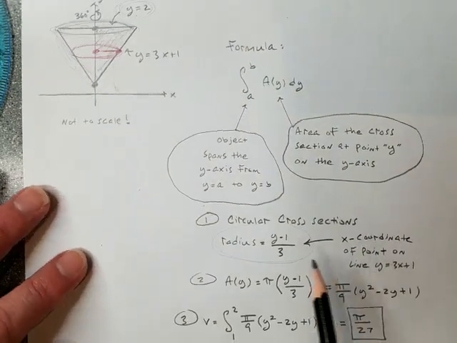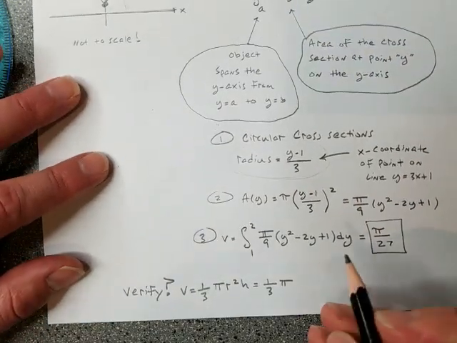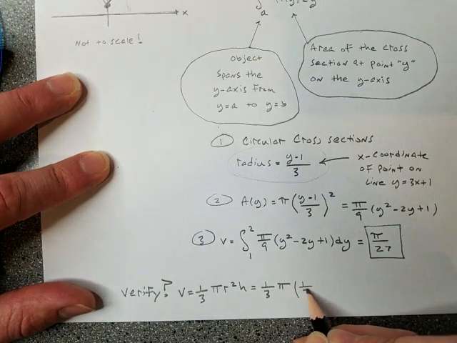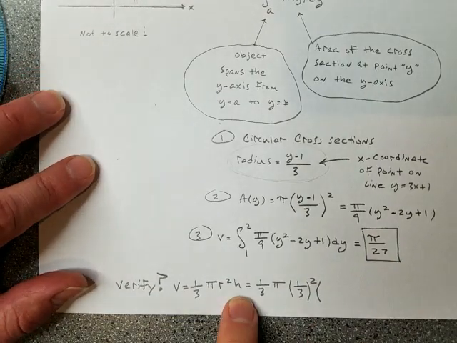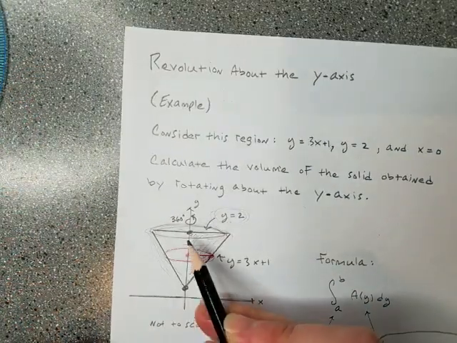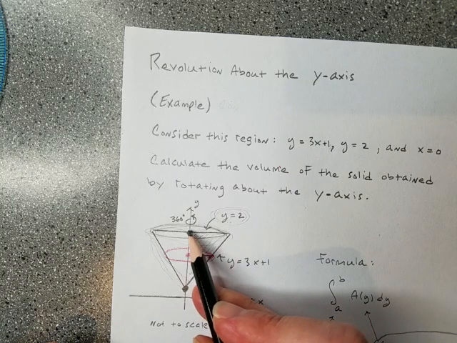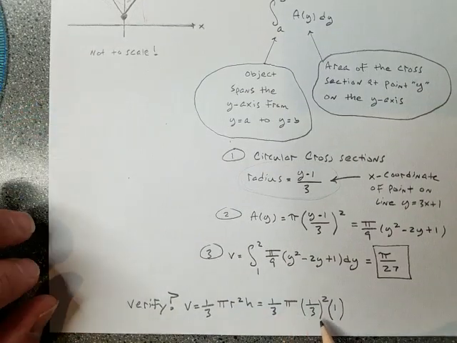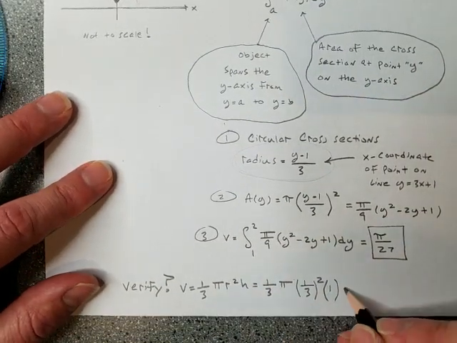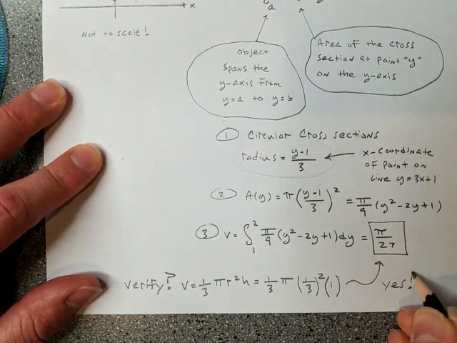Well, remember, I said take the y-coordinate where you are, put it in. You'll get 2 minus 1 is 1, over 3. It's 1/3. Okay, and then how tall is it? What's the height? How far from this point to this point? Well, remember, this point was at y is equal to 1 on the y-axis, and that point at the very top was at y is equal to 2. So the height is 1. So what's 1/3 times pi times 1/3 squared? That would be pi over 27. Okay, so yes, we can verify that.